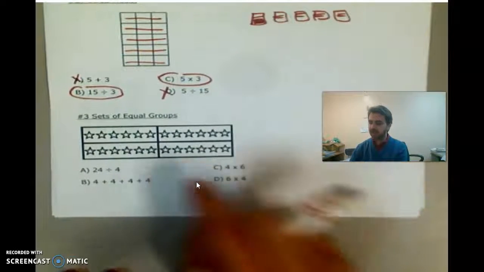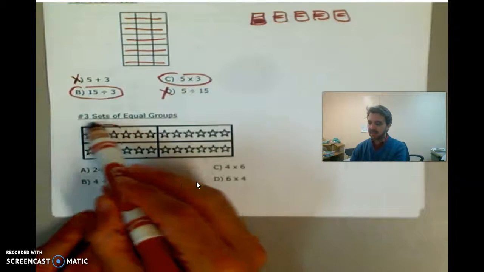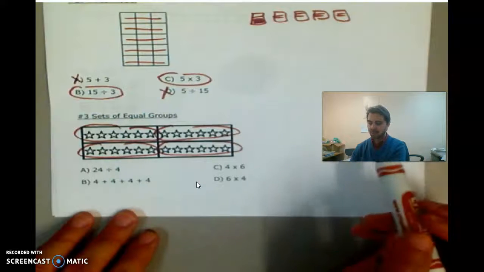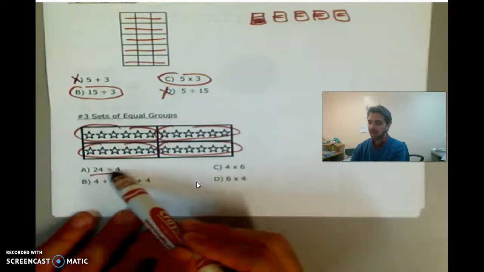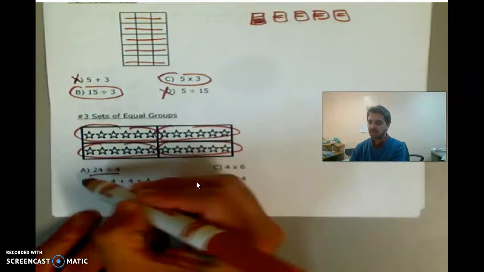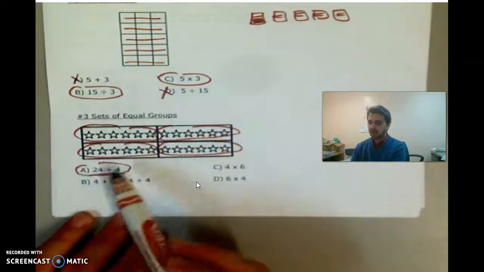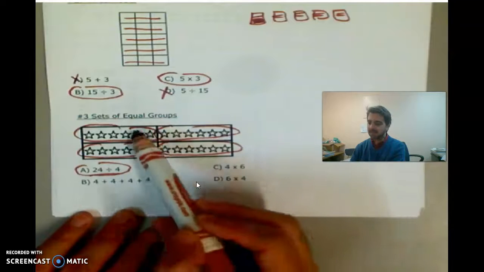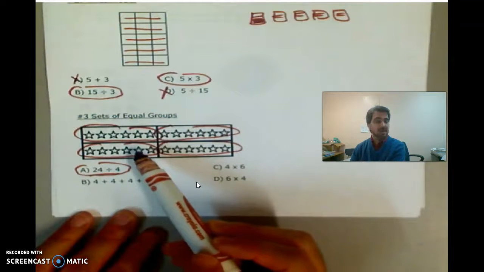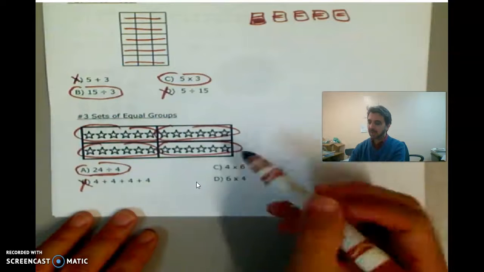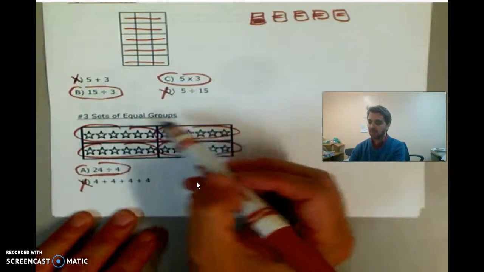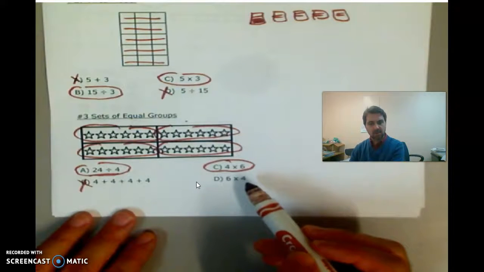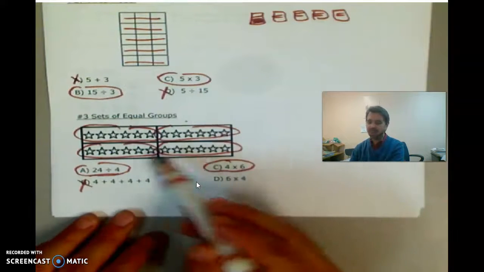How about this one down here? We have 4 sets of 6 stars. 1, 2, 3, 4. So 24 divided into 4 equal groups? Absolutely. Do we have 4 plus 4 plus 4 plus 4? I don't see that. I see 6 plus 6 plus 6 plus 6, but not 4 plus 4 plus 4 plus 4. 4 groups of 6, definitely. Do we have 6 groups of 4? No, we don't. We have 4 groups of 6.